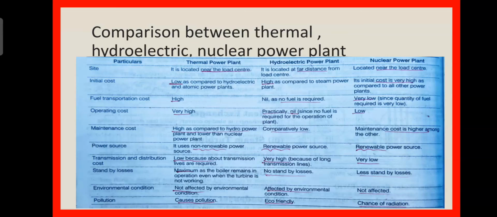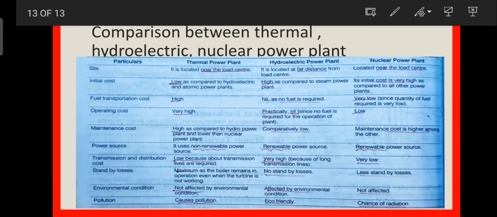Here, the comparison between thermal, hydroelectric and nuclear power plant. So let's see our comparison. For site selection, thermal power plant is near to the load center and hydroelectric power plant is at a very far distance from the load center because of availability of the water. A nuclear power plant is located near the load center because fuel is available everywhere and it is transported very easily so that we can place it anywhere.